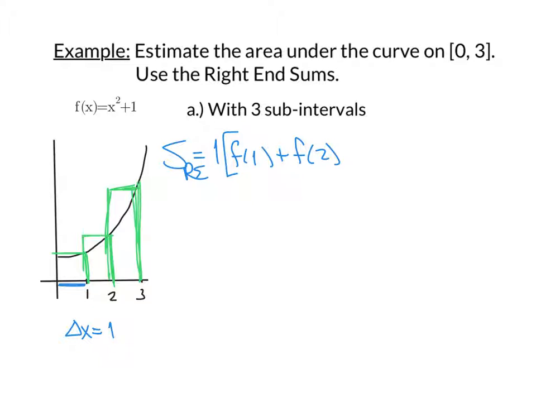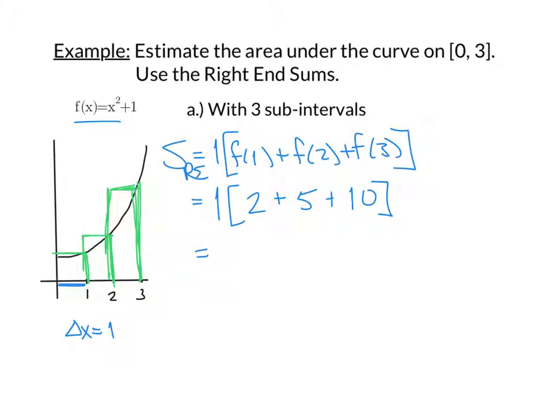I only have to find 3 of them. So 1, 2, and 3. Now we're actually going to have to calculate those functional values. F of 1, we take 1 and plug it into f over here. 1 squared plus 1 is 2. 2 squared plus 1 is 5. And 3 squared plus 1 is 10, making my estimate 17.